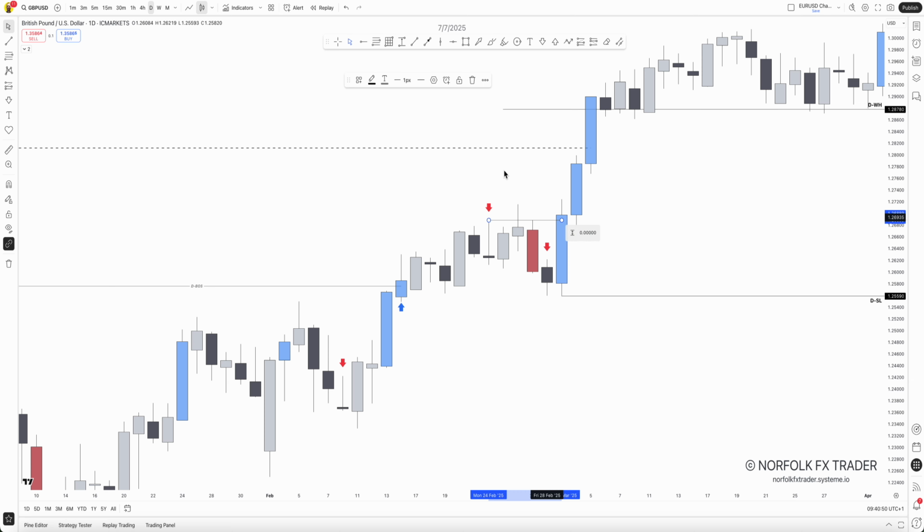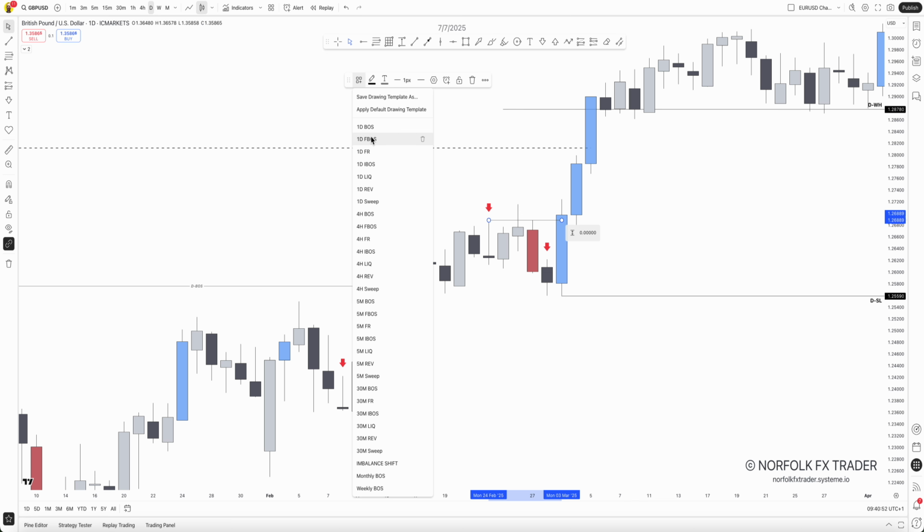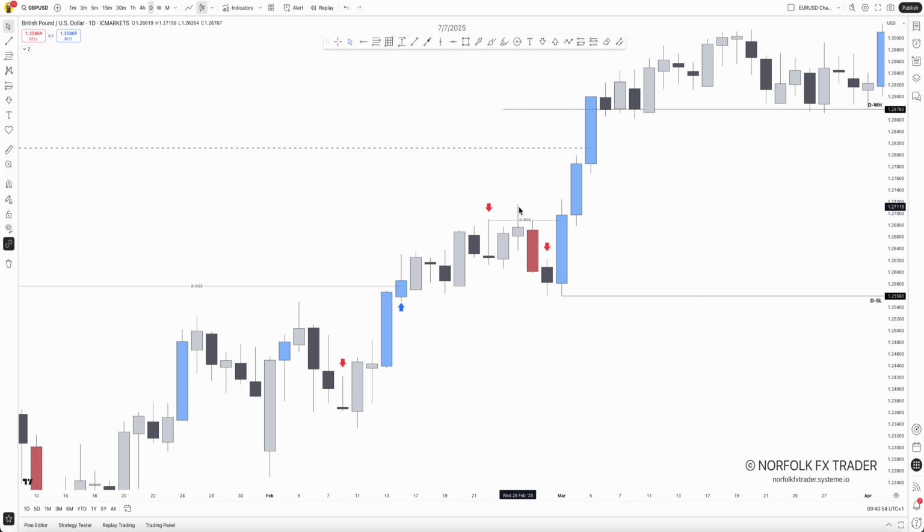Now look how I didn't move my high this time. I didn't mark it off this high. That's because we're using this mechanical approach. We want to see these sweeps. We don't want to be marking off this high now. We leave it this high so we can see where those sweeps occur.